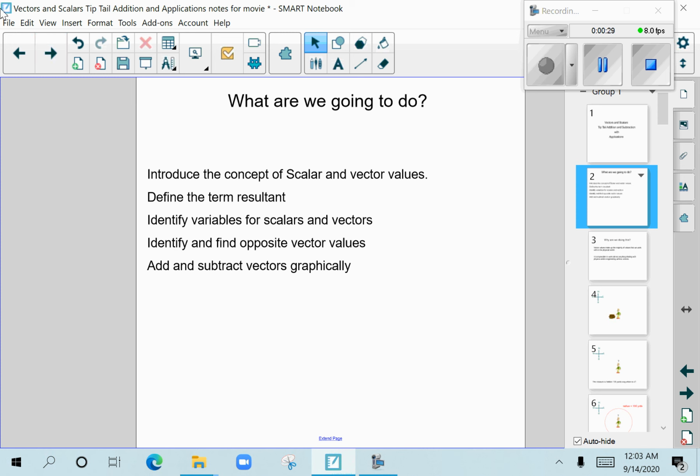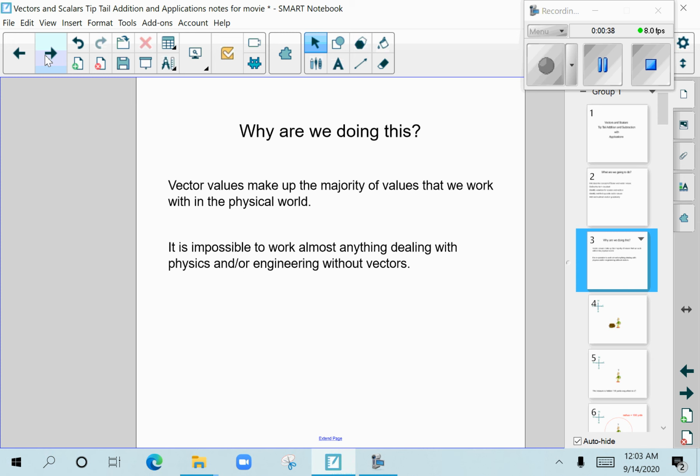Why are we doing this? Because vector values make up the majority of values that we are going to work with in the physical world. It's impossible to work with almost anything dealing with physics or engineering without a vector.